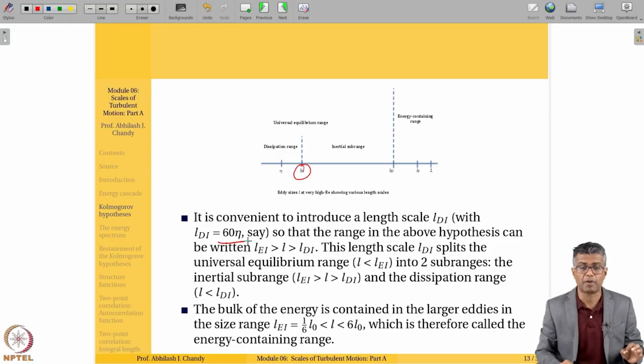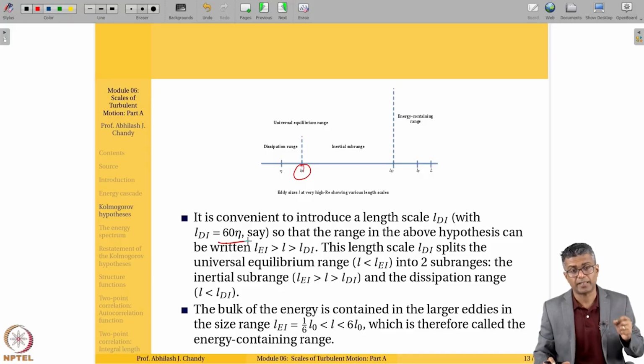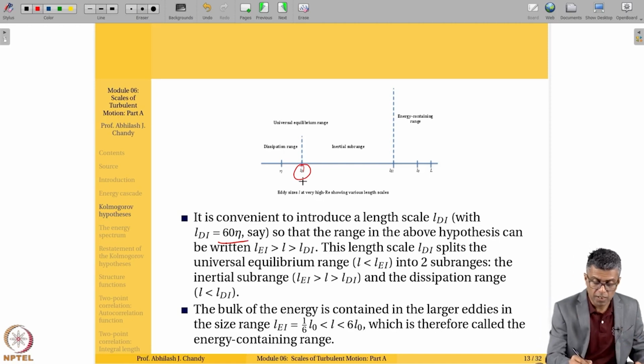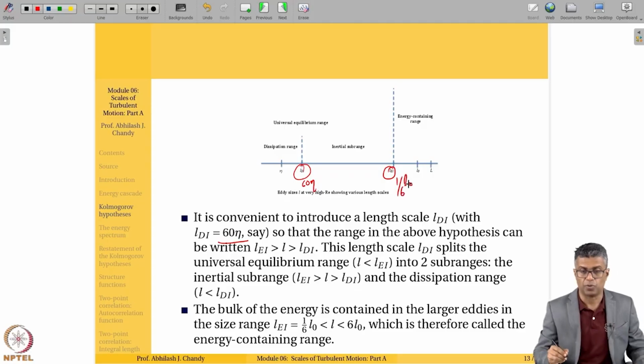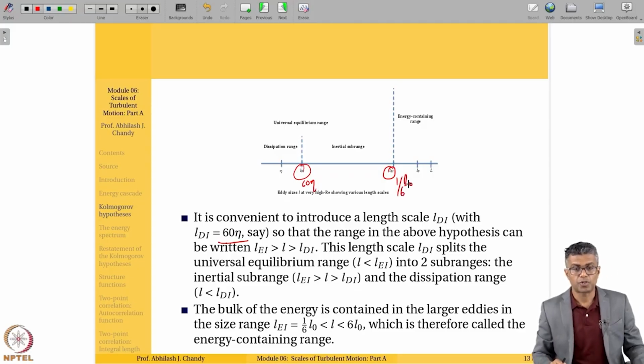Where is the number 60 coming from? For now, just consider it to be arbitrary. I'll explain in later modules where this number 60 comes from. It actually will make sense. For now, let's consider it to be 60 eta. And we know that LEI is 1/6 L0. So we have this range of length scales that are between LEI and eta.